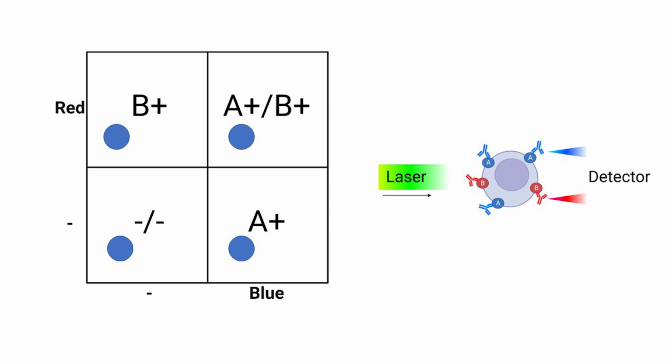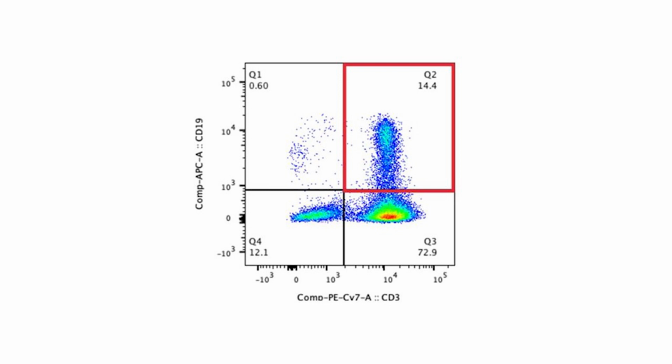Look familiar? If we come back to our chart at the beginning of the video, this is exactly what it represents, with each quadrant, in this case, on the x-axis, CD3, and the y-axis, CD19. We can see the proportion of double negative cells is around 12%, CD3 positive, 72, CD19 positive at 0.6, and double positive at 14.4. And that is the basic gist of flow cytometry.